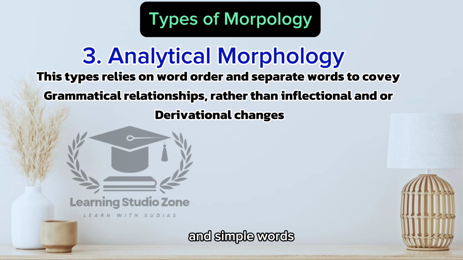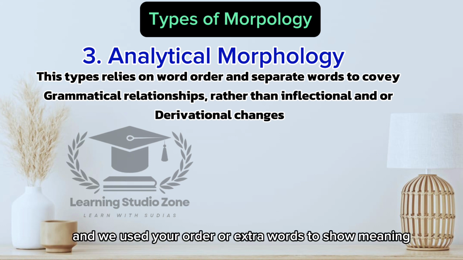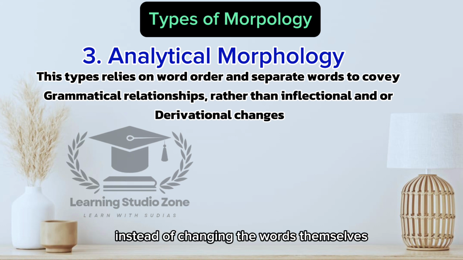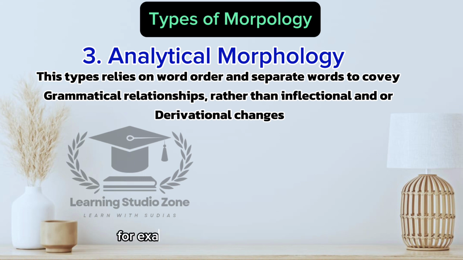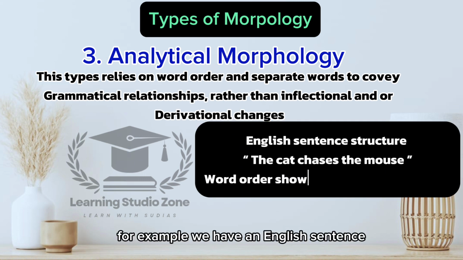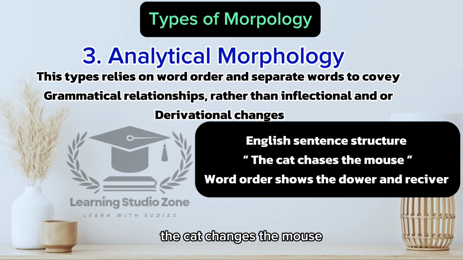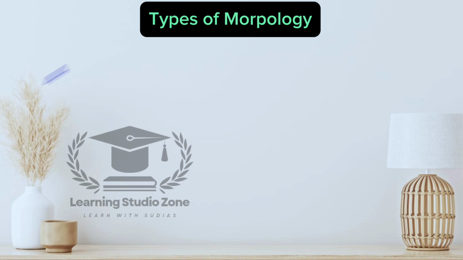In simple words, this is when words stay mostly the same and we use their order or extra words to show meaning instead of changing the words themselves. For example, we have an English sentence: the cat chases the mouse. Instead of changing the words themselves, we use the order of words to show who's doing the action and who is receiving it.